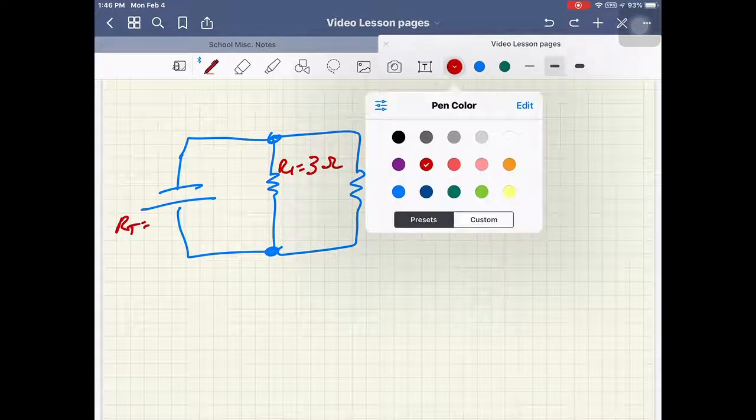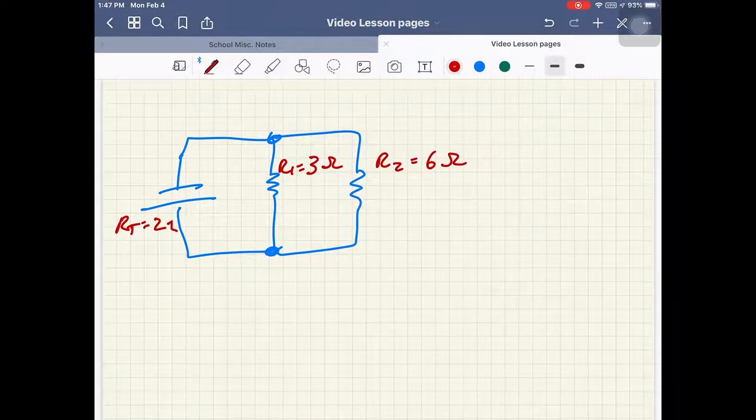Okay, let's get back on track here. All right, 2 ohms.